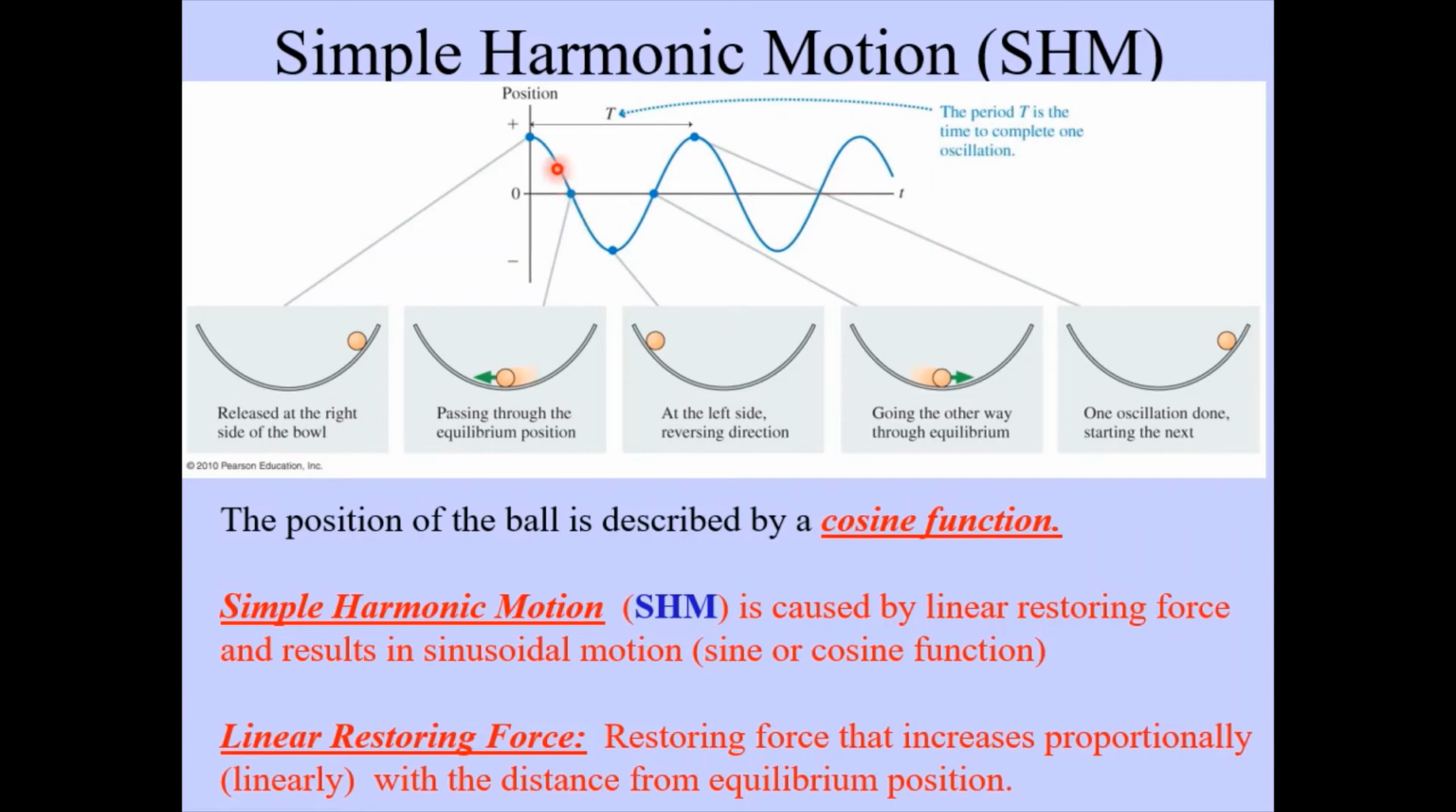So this curve here that is plotted is the characteristic curve of a cosine function. All right, and this is one of the characteristics of simple harmonic motion. It's caused by a linear restoring force, and it results in sinusoidal motion, either a sine or a cosine function.